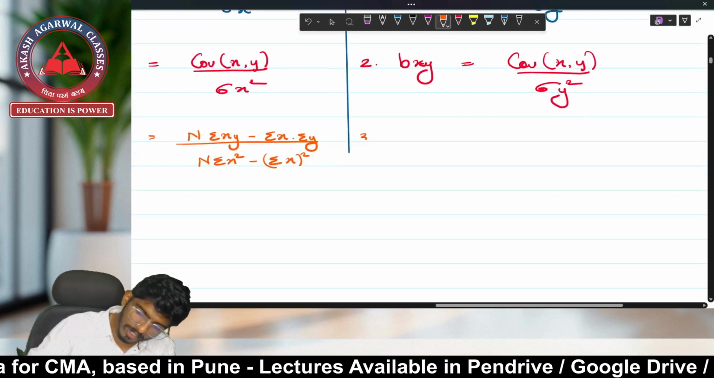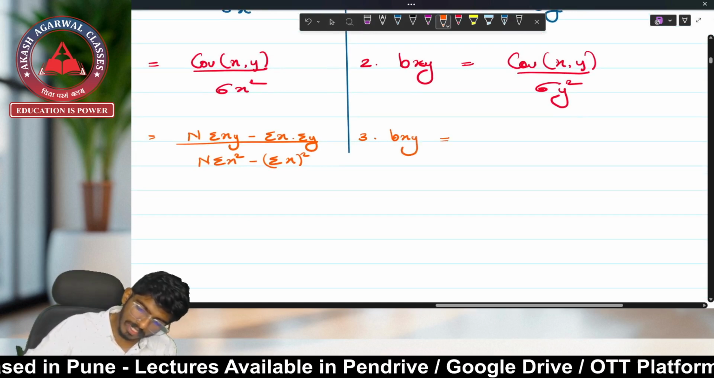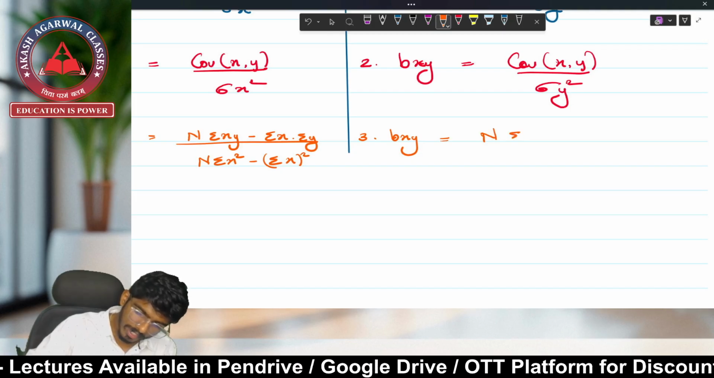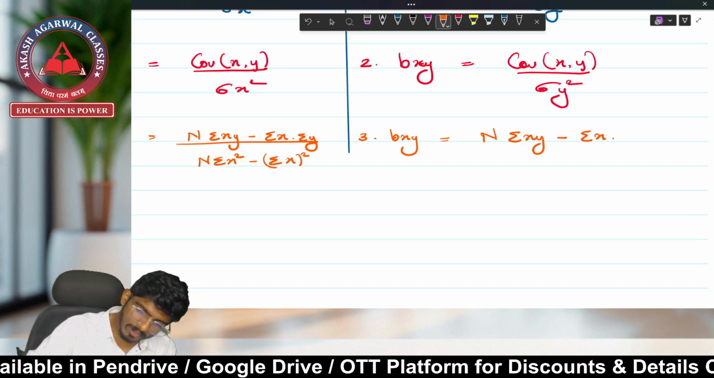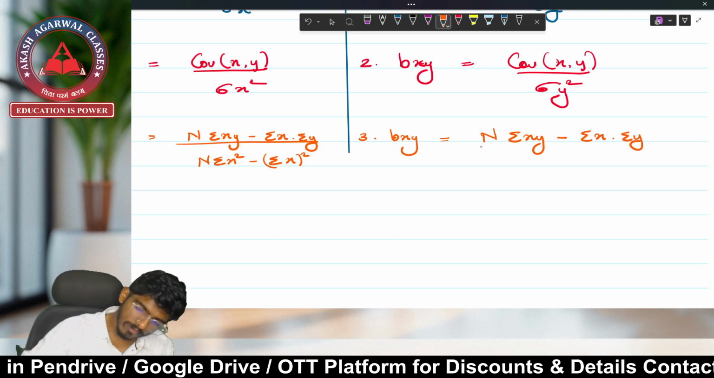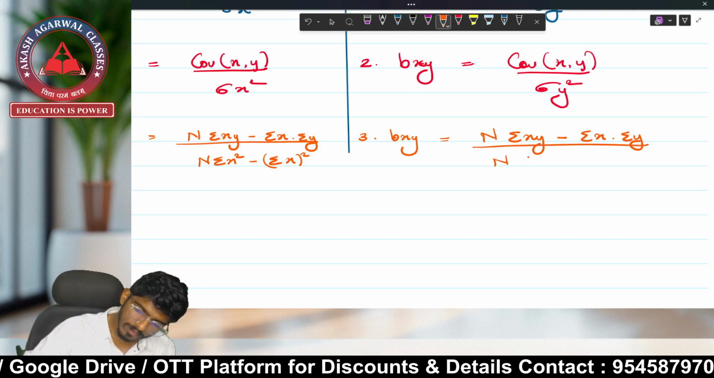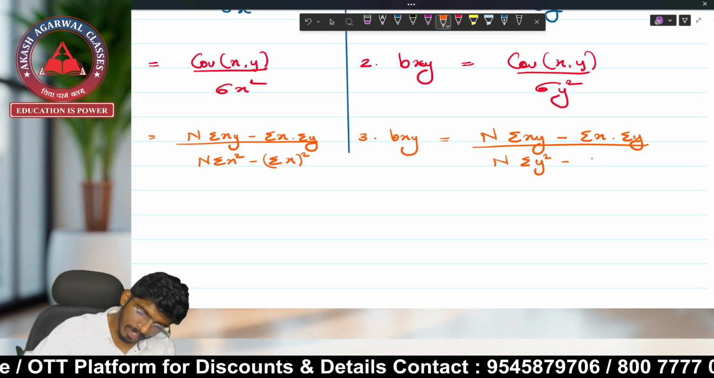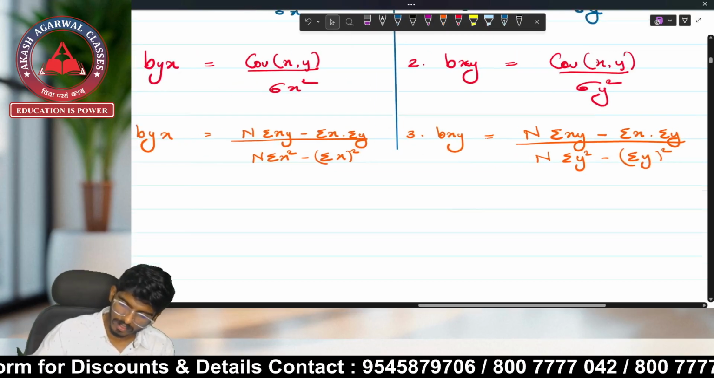Now the third formula is going to be bxy. Again everything is same in the numerator's place. N into summation of xy minus summation of x into summation of y upon n into summation of y square minus summation of y the whole square. This is your third.